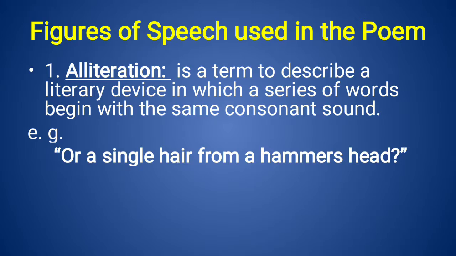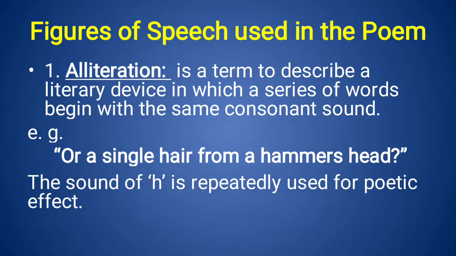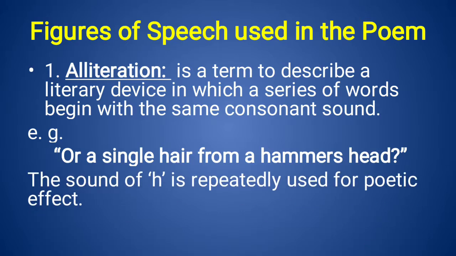So here we have two words, hammers and head. Both the words started with the same sound, that is, the h sound is there, in hammers and head. Due to that, h is a consonant sound. This is not a vowel sound. So the sound of h is repeatedly used for poetic effect, because we all know it very well that these are little devices poets use to make an idea clearer and more memorable. So this is all about alliteration.